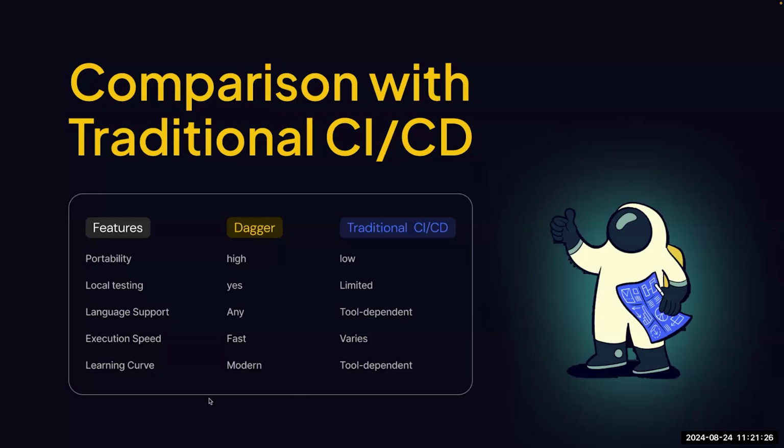Another is the learning curve. Dagger has a modest learning curve because you can learn Dagger in your language, whatever language you like, you just pick it up and use Dagger. You don't need to learn any additional language to see how Dagger is working, right? But in traditional CI/CD, definitely it is tool dependent, so you have to learn first how you need to write the GitHub YAML files.